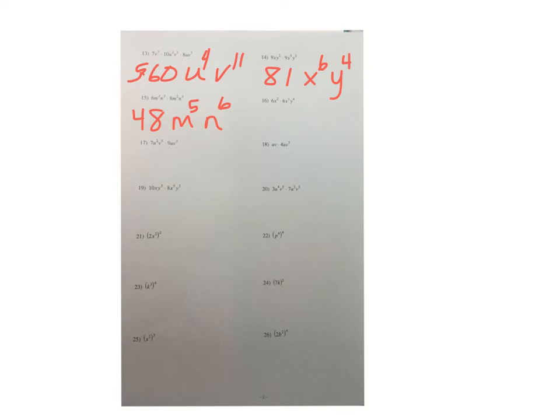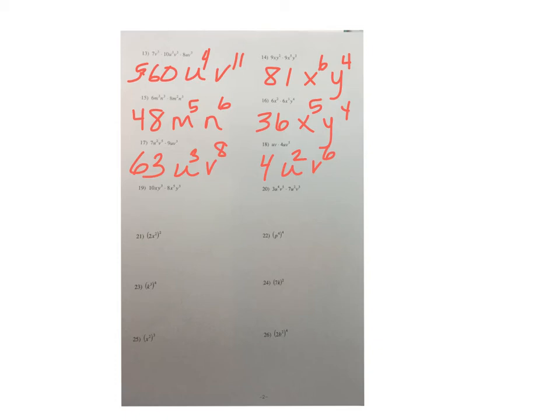Number 16, 6 times 6 is 36. Keep the bases x and y. X to the second times x to the third, we add those, we get 5, and the y stays 4. In number 17, 7 times 9 is 63. For u, we have 2 and 1, which is 3, and v's, we have 5 and 3, which adds to 8. Number 18, we have a coefficient of 1 for uv, so 1 times 4 is 4. For the u's, we have 1 and 1, which is 2, and v's, we have 1 and 5, which is 6.